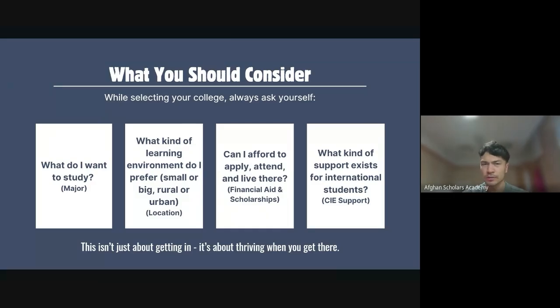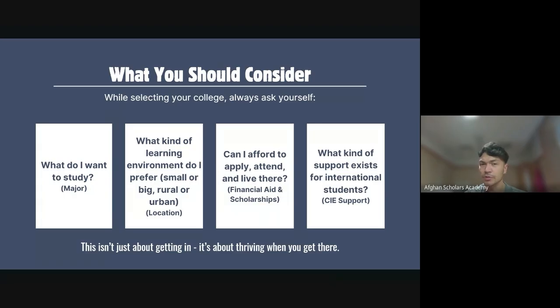So what should you consider for selecting your college when you first start this process? There are several factors, but I summarized them into just four categories. The first one is, what do I want to study? The major. Do they offer the major that I want to study? Do they have the program? Do they even have the classes that I want to be a part of?